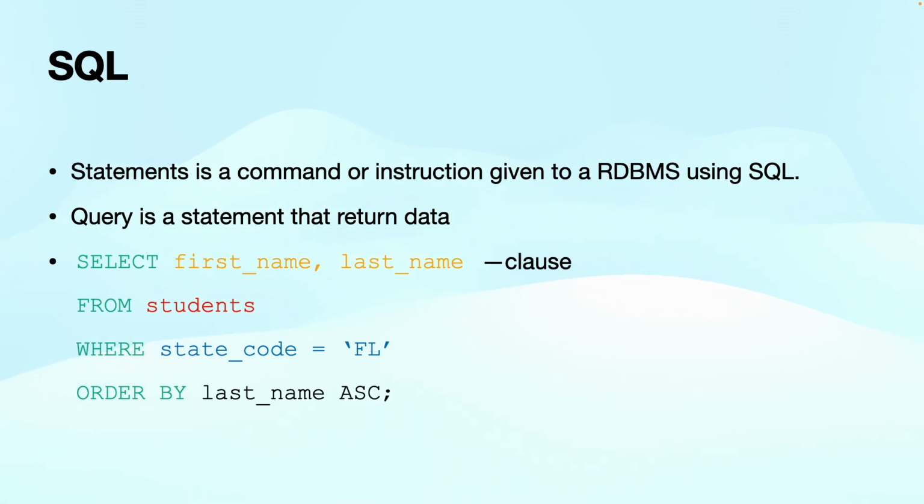And then from students, from is a keyword. Students can either be a table or a view where the data is stored. And where state code is equal to FL is a predicate. State code equal to FL is a predicate, where is, as we already discussed, a keyword, and FL is an expression. Order by last name ascending, order by is a keyword, and in this clause all the values in the column last name are sorted in ascending order.